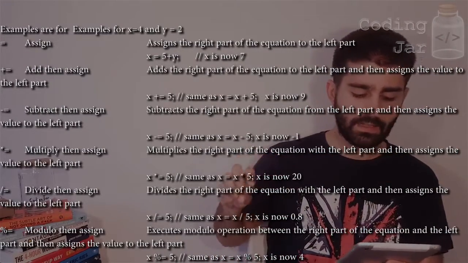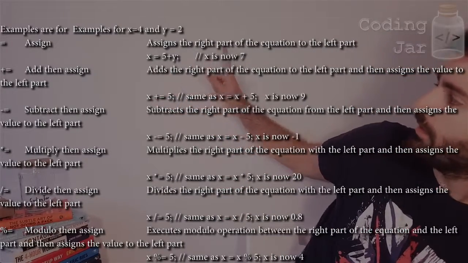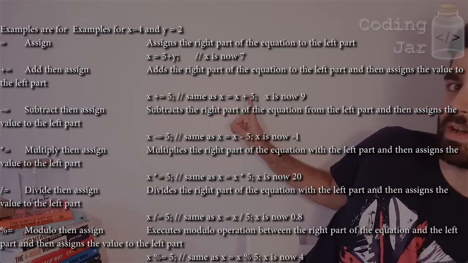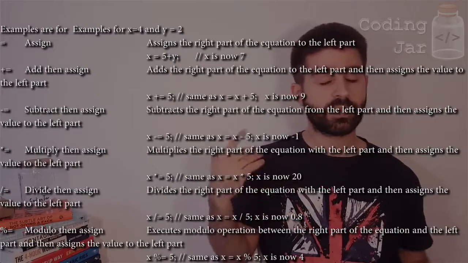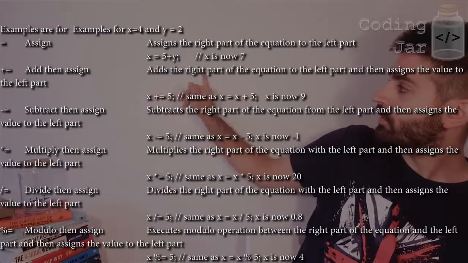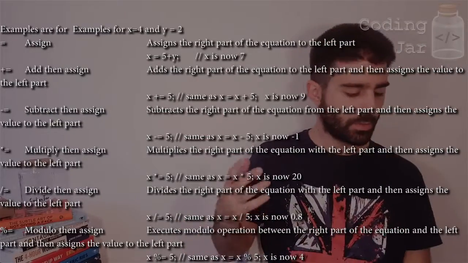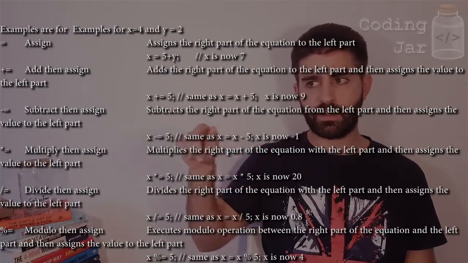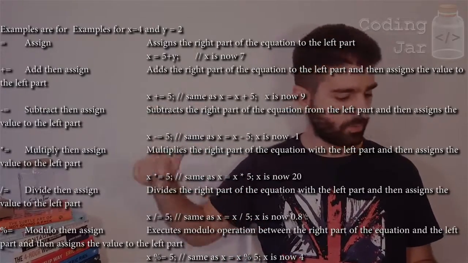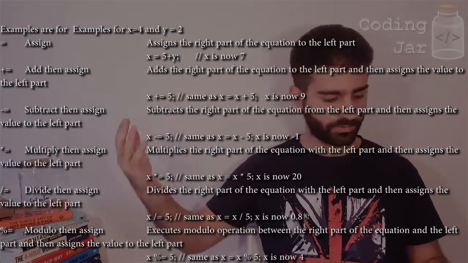Then we've got add, then assign. If you've got x plus equals 5, that's the same as x equals x plus 5. The same goes for minus equals. If you've got x minus equals 5, that's the same as x equals x minus 5. Same goes for star equals, which is multiplication and equal, divide then equals, which is slash equal, and then we've got the percent sign equals, which is modulo equals.